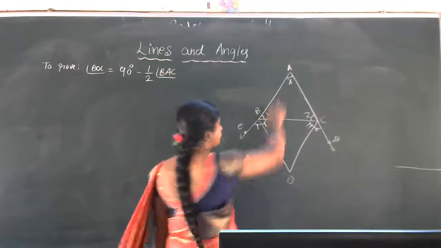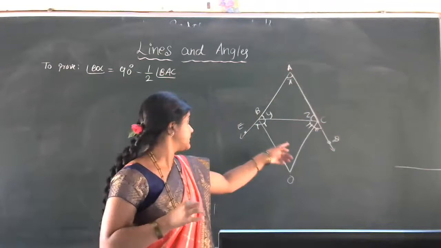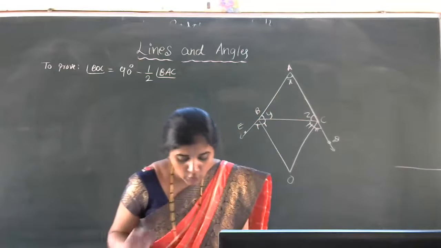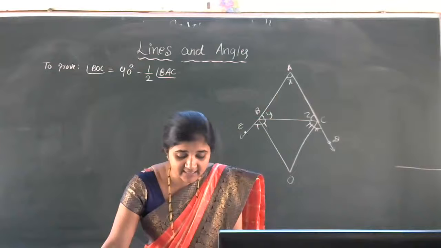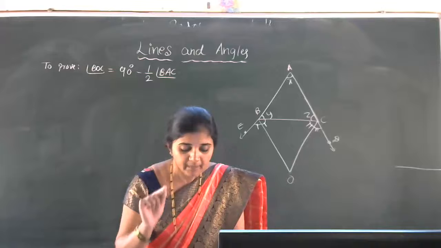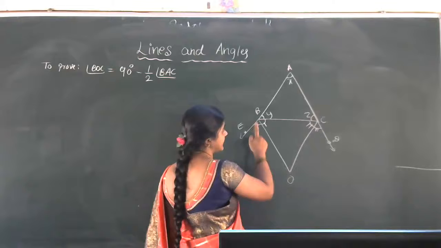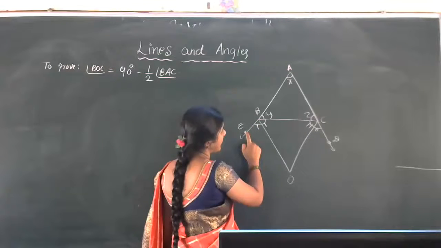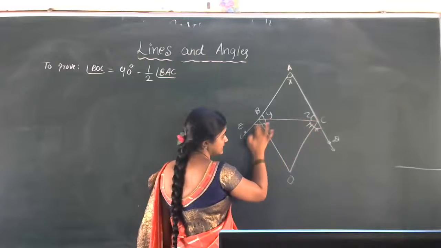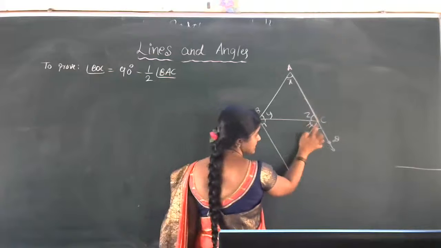You can observe AB is produced up to E and AC is produced up to D. Next, if the bisectors BO and CO are the angle bisectors of CBE and BCD, here the word bisector is there. BO line is the angle bisector of this angle CBE, so this angle is equal to this. Then CO is the angle bisector of BCD, so this angle is equal to this.